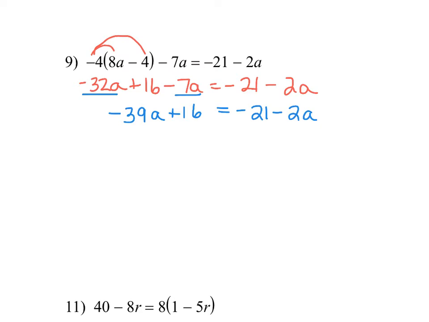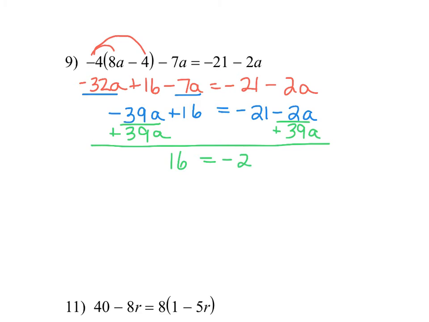What I need to do though now is move the variables either to the left or to the right. So I've got a's here and a's here. Which one would make it easier in the end for me? I could move either one of those. Think about for a second, which one would be a better choice to move? I'm going to choose to move that 39 because if I add it, plus 39a, plus 39a, now my signs are easier to deal with at the end of this problem. I have 16 equals negative 21 plus 37a.